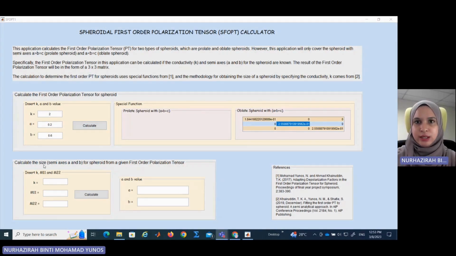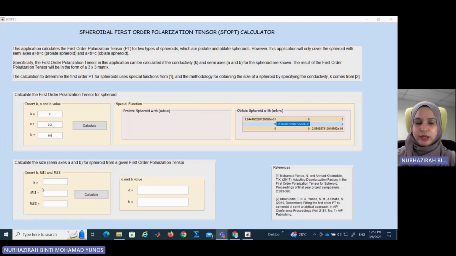For the second function, this calculator can calculate the size or the semi-axis A and B of a spheroid from a given first order polarization tensor. So the given first order polarization tensor must be a 3 by 3 matrix, and it must be in this form only. So we can always find the best fitted spheroid by specifying the conductivity value over here.